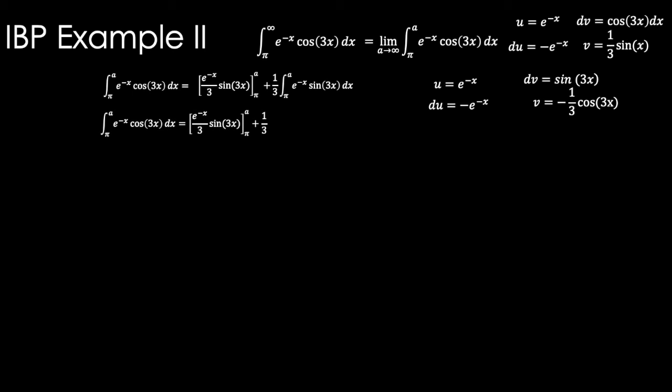Substituting that into what we have already, uv minus integral v du yields this. Now, the trick here is to recognize that we have the same integral we're trying to solve for on both sides, on the left and all the way on the right. So we can isolate them and solve for it.